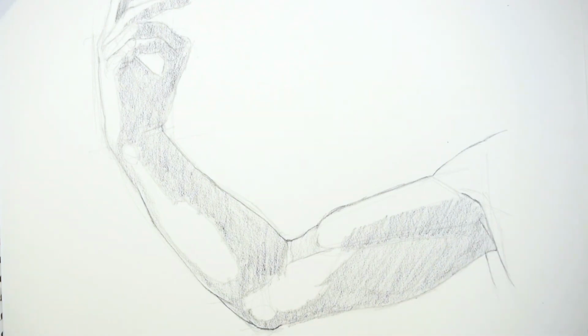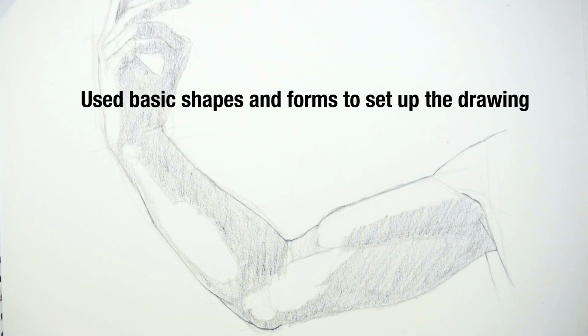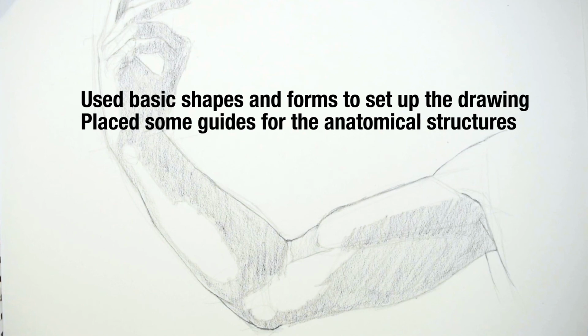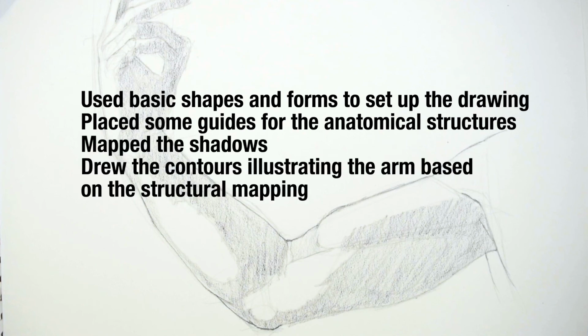There we go. The arm drawing is completed. All right, as a quick review, in this video, we've walked through some steps to draw an arm. We used basic shapes and forms to set up the drawing. We've mapped some guides to set up the anatomical structures. We've mapped the shadow. We drew the contours to illustrate the arm based off of the structural mapping that we did, and we did some simple shading.